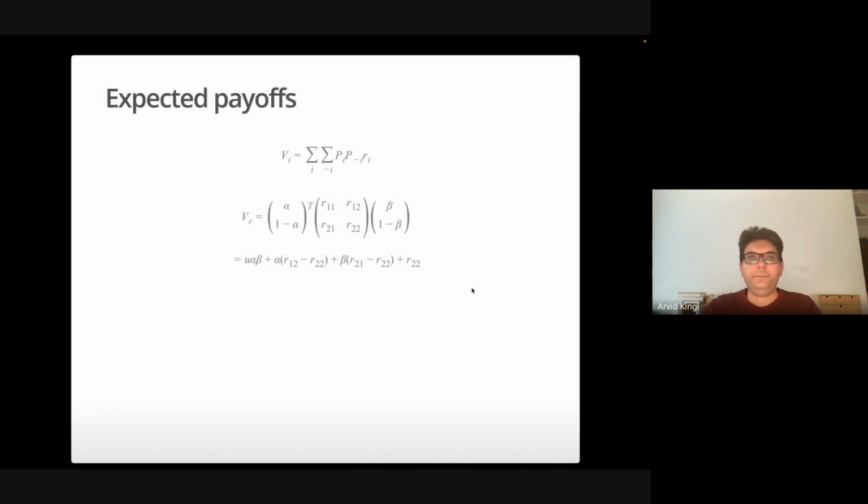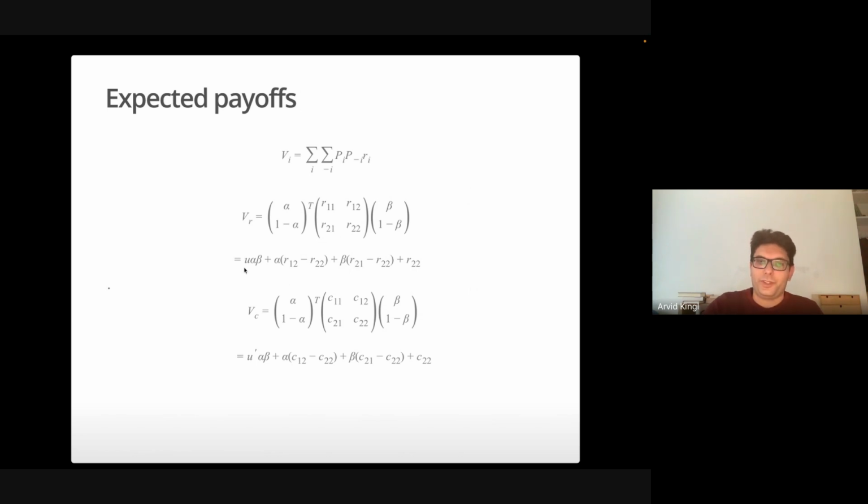Now each player is supposed to be playing rationally, and what does that mean? Each player knows their own payout function. They know the strategy of the other player, so they can calculate their payout function. It's just a matrix dot product, and then they can optimize for their parameters, and both players can do that, the row player and the column player.